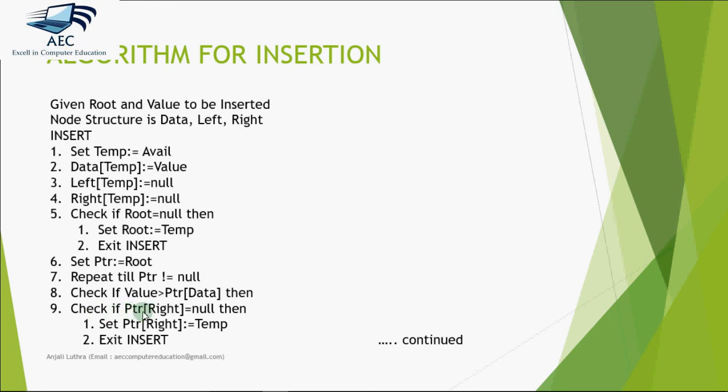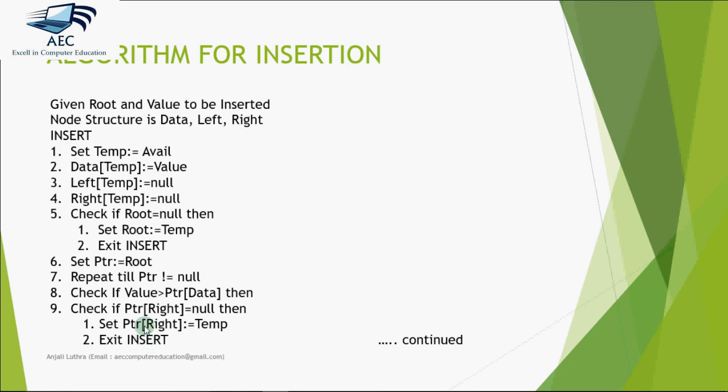Then we check if ptr right is equal to null. If it is null, it means you found the position. Good enough. I just put the address of temp in the ptr right and end. That's it. I've got the location. I established the link and it's over.